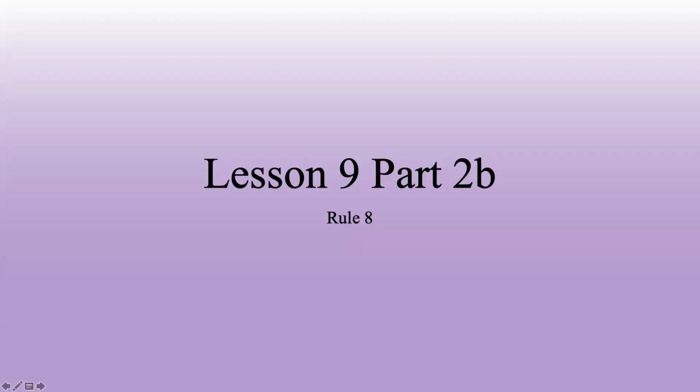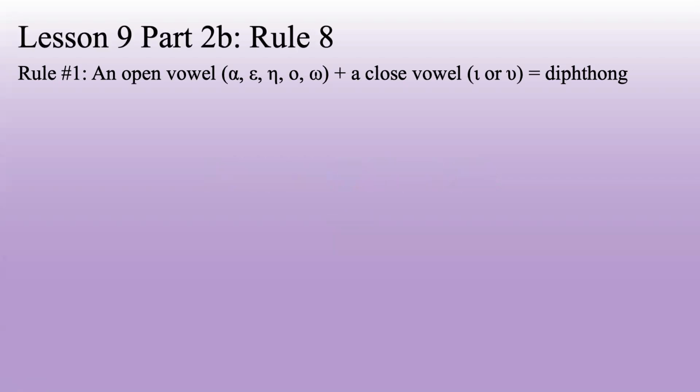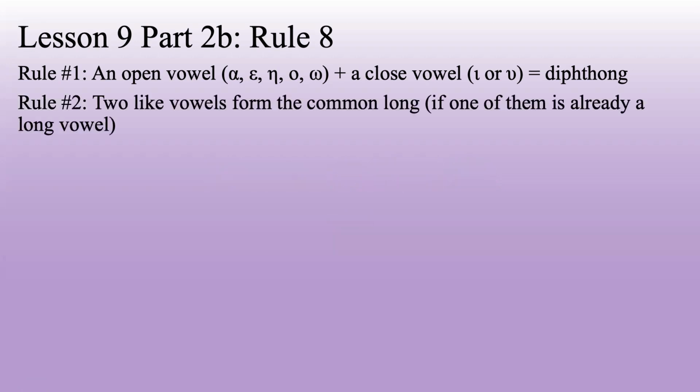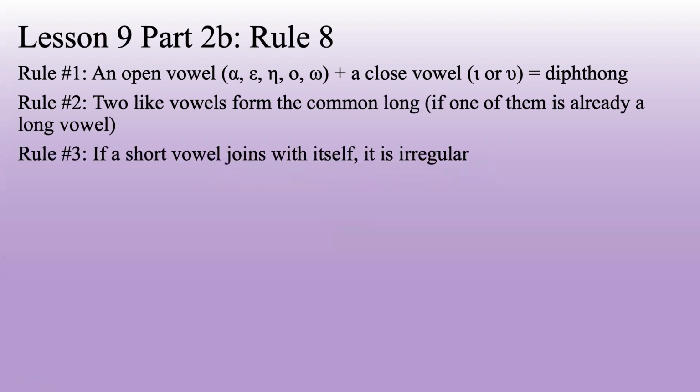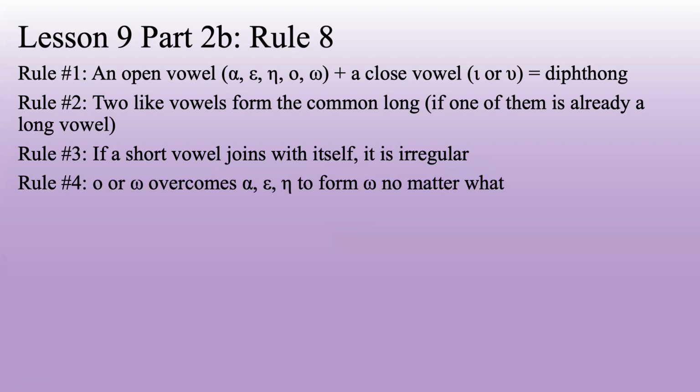Lesson 9, Part 2B, Rule 8. We're on our last one, so let's review everything we've got so far. Rule 1, an open vowel and a closed vowel make a diphthong. Rule 2, two like vowels form the common long if one of them is already a long vowel. If not, if we've got a short vowel joining with itself, it's irregular.